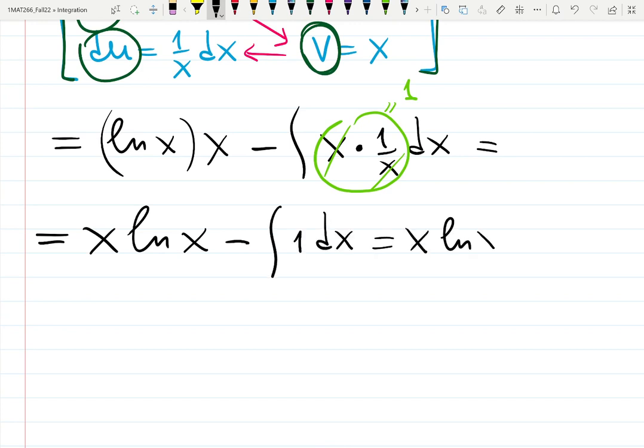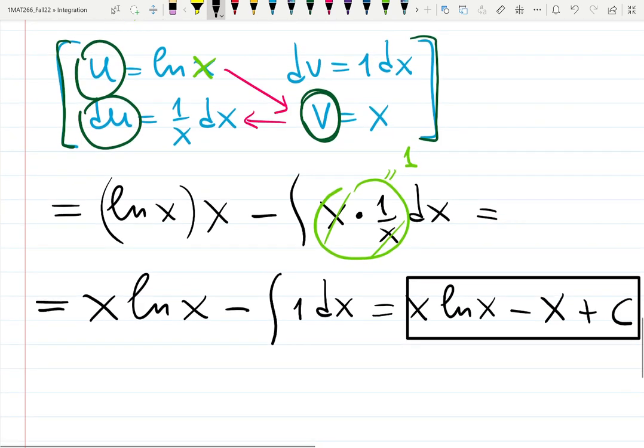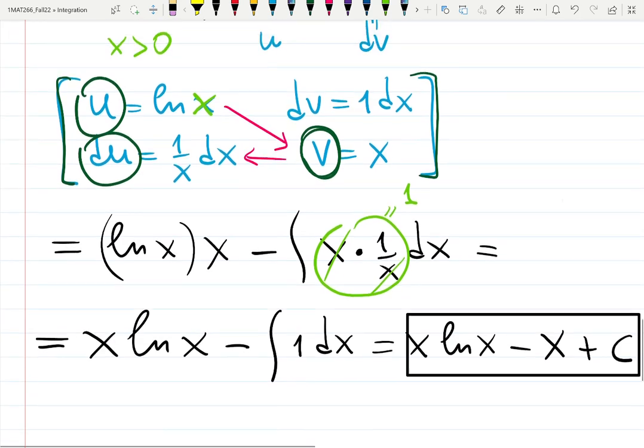x ln x minus x. And since it is an indefinite integral, plus c pops out at the very end. This plus c over here cancels out because of the formula. But the very last integral gives you one more plus c, and it's this what I call the big fat plus c that accumulated all the previous c's anyways.